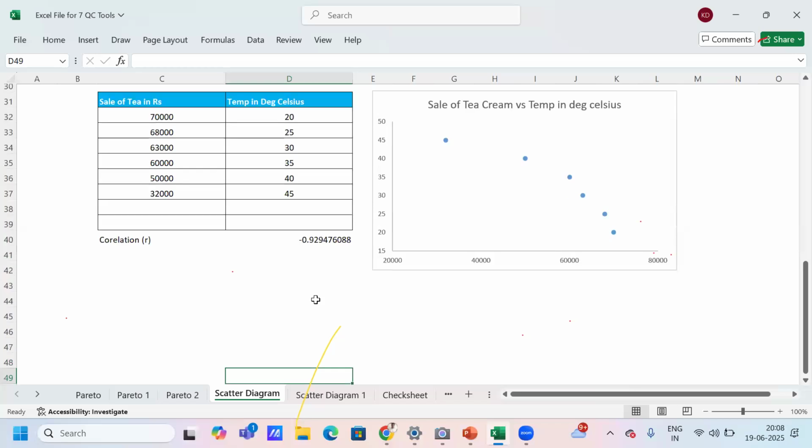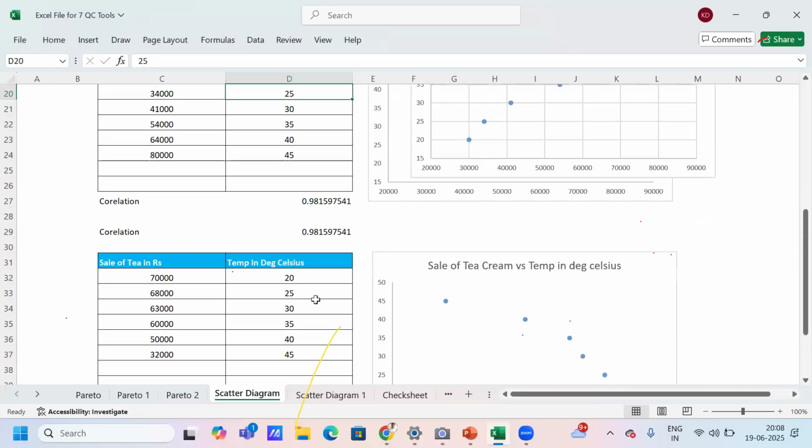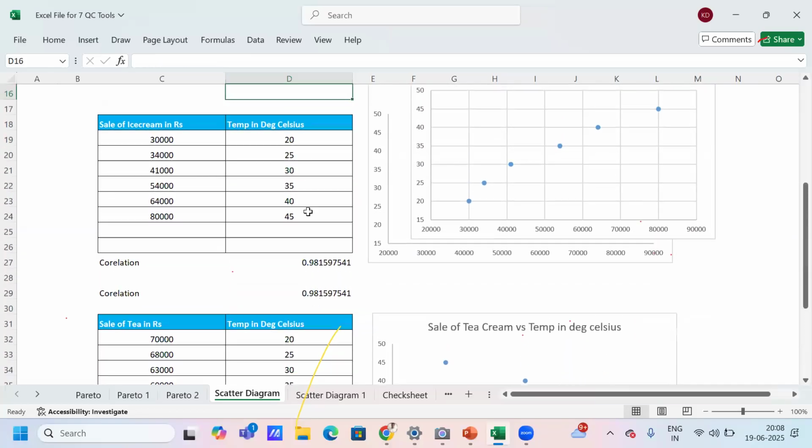Now tell me, here the R value is 0.98 in this case. Sale of ice cream in rupees and temperature in degrees Celsius. Now what will you say about this? Is the value positive or negative? Positive. So clearly it is a positive relation. But what is the value? 0.98, so it is greater than 0.9, or 0.95 to 1. Then it is called a perfect positive correlation.